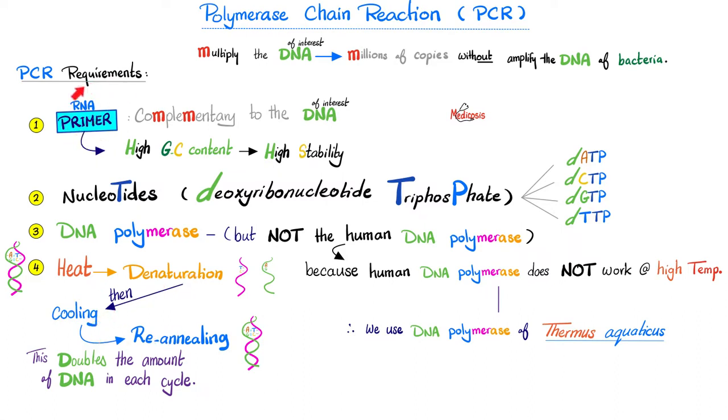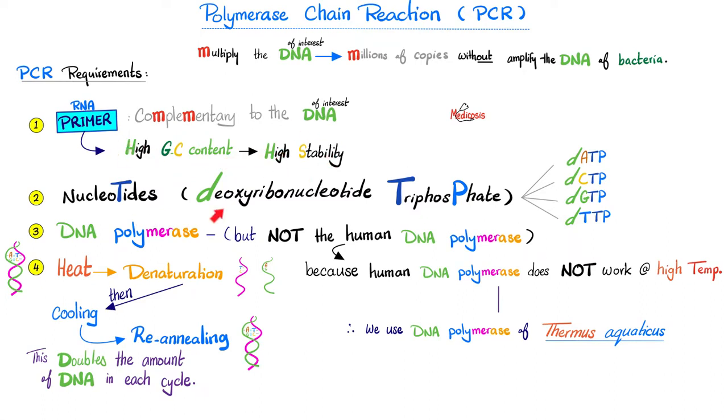Primer. What's the primer? Short RNA sequence, about 10 nucleotides or so. This RNA has to be complementary to the DNA of interest. The primer has high GC content. And guess what? GC stability. That's why we need a primer.